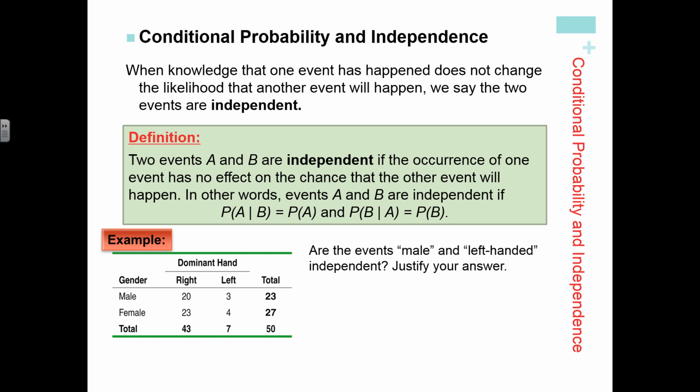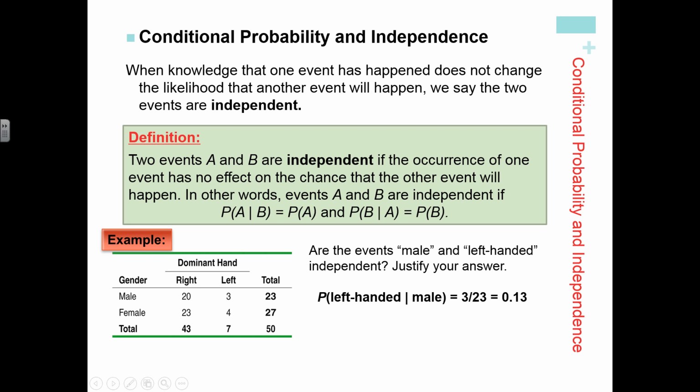It says, are the events male and left-handed independent? Well, let's first check the probability of left-handed given male. So if I know they're male, again, I don't need to look at females at all. I'm only going to take the male category. And I want the left-handed people, so that's 3 out of the total 23 males. So 3 out of 23 is 0.13.